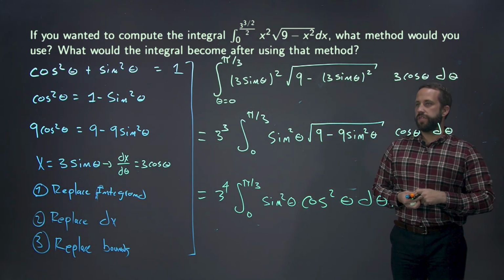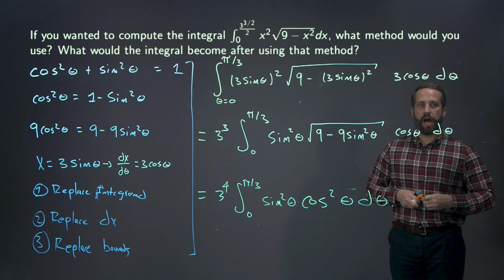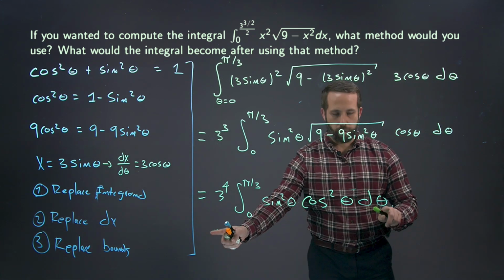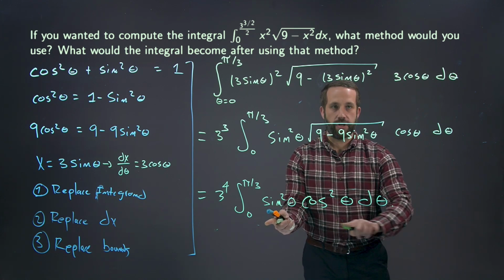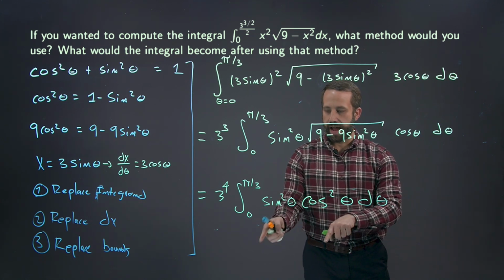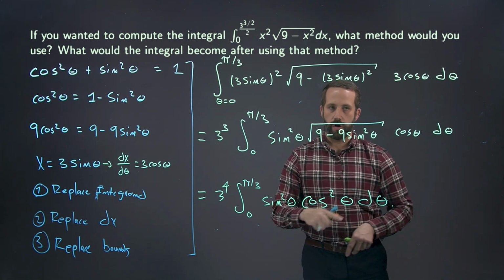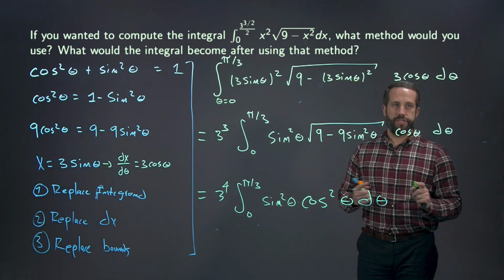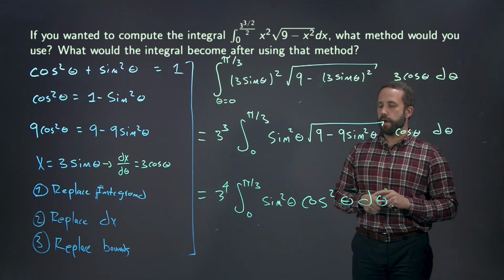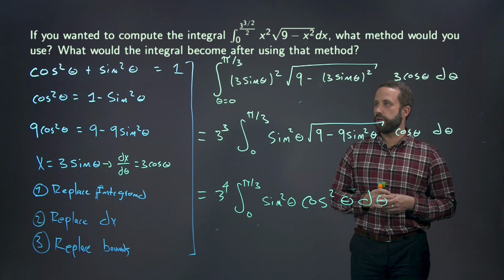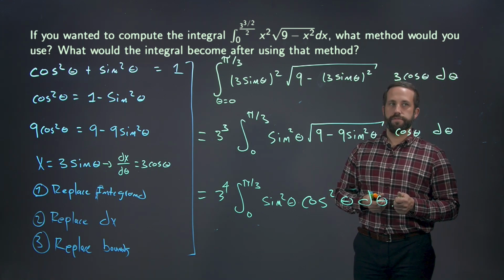This is how we would do trig sub to compute this integral. From this point, you would actually have to figure out how to deal with this integral here. You're going to have to use the half angle, double angle formulas to write sine squared and cosine squared in terms of cosine 2 theta, and then you can compute the integral from there. But this is the basic rundown on how to do this trig substitution when you're doing a sine substitution.